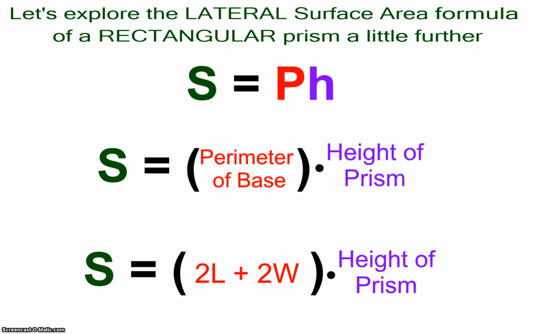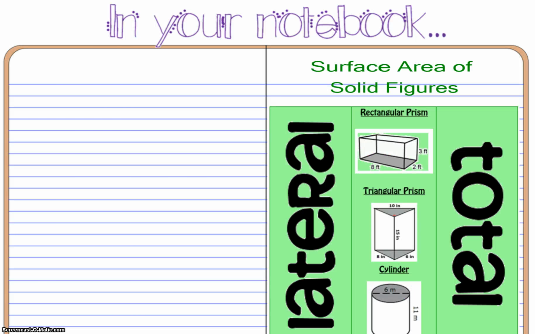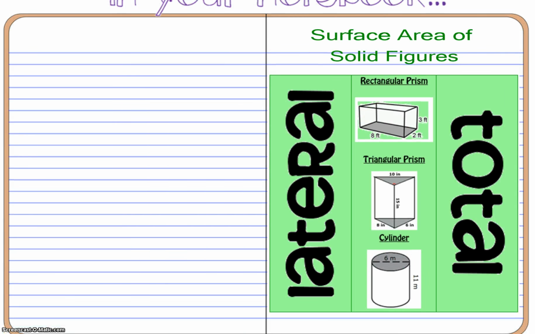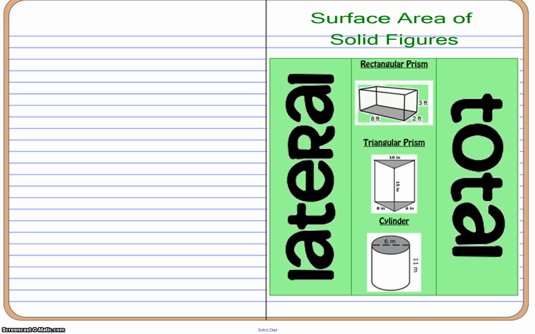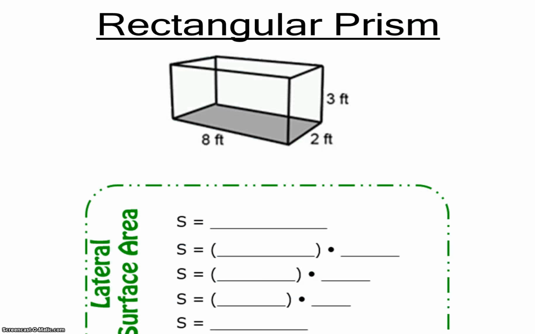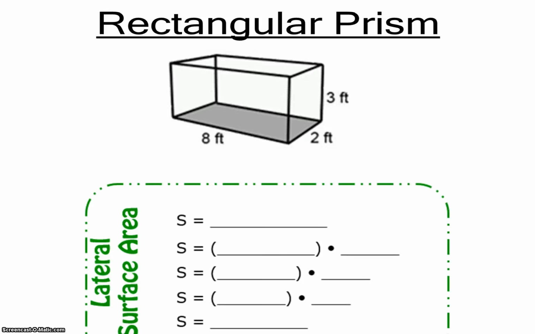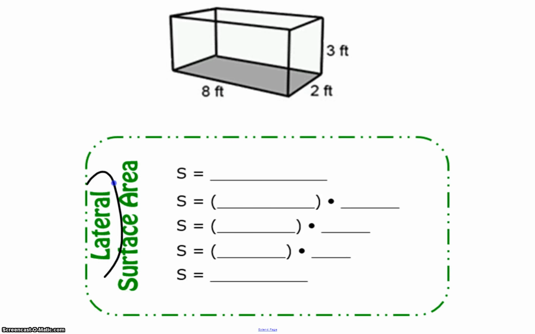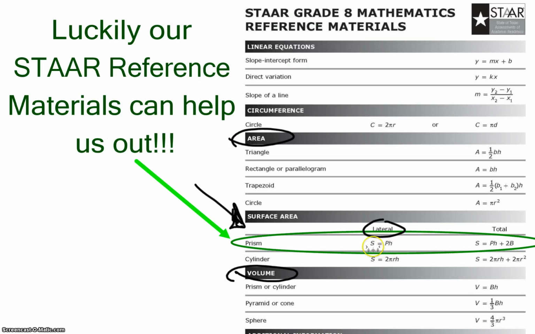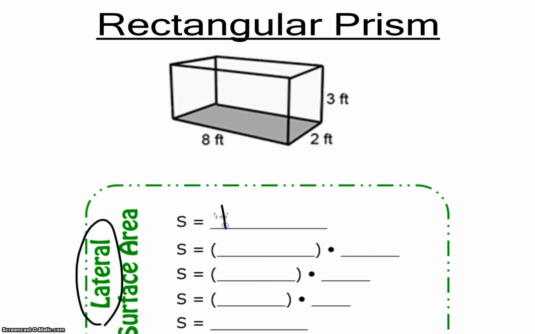All right. So, get out the foldable because we're going to fill out some of those on the back. We're going to fill out some of the note sections here. So, rectangular prism, and we're talking about lateral. So, lateral was S equals perimeter of the base times height.